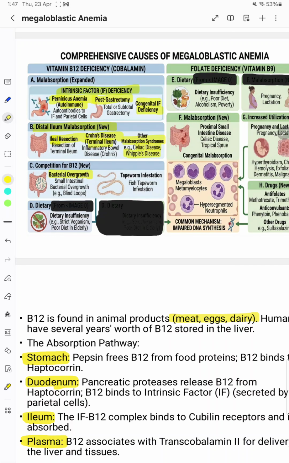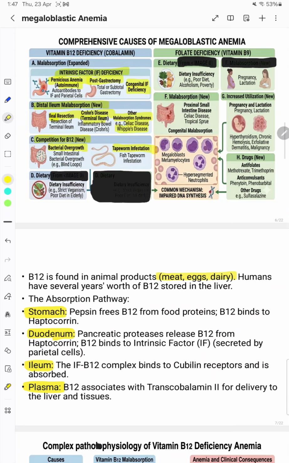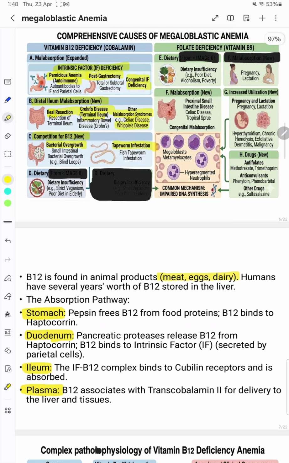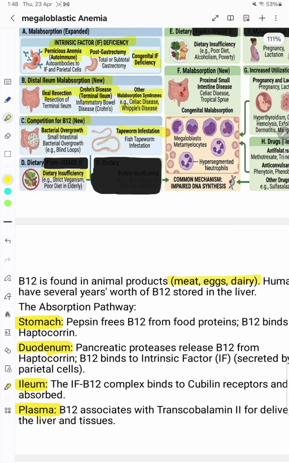In bacterial overgrowth, there is competition for B12 absorption, and infestation with the tapeworm also decreases vitamin B12 absorption. And if the diet is insufficient in vitamin B12, like in strict vegans or a poor diet, which is seen in the elderly due to poor dentition.